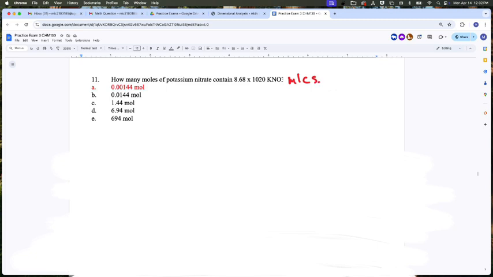Okay, so what am I being asked to solve for? Moles of my potassium nitrate. What am I given to start with? Molecules of potassium nitrate. Okay, it's the same substance as what we want in our answer, so I would place that in the numerator, over 1, 8.68 times 10 to the 20th.